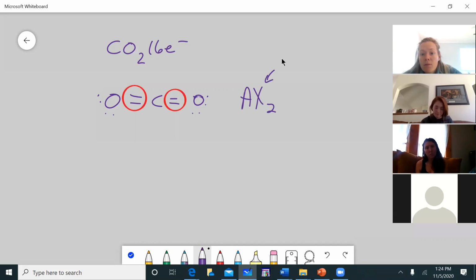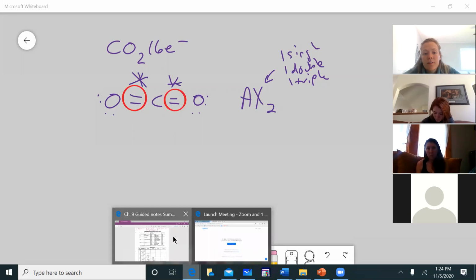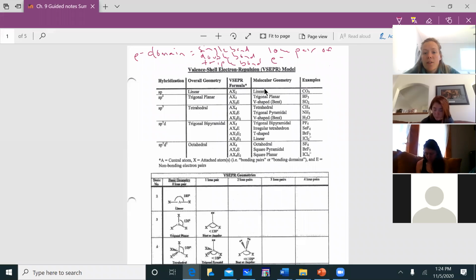The X, remember, is talking about one single, one double, or one triple. All right, so in this case, I have 2 double bonds, so I wouldn't count that as 4. So when you have 2 domains like this, there's a couple things you can do. One is just to go back and reference the chart. Okay, if I have that, that means I have a molecular geometry of linear and I have an overall geometry of linear.